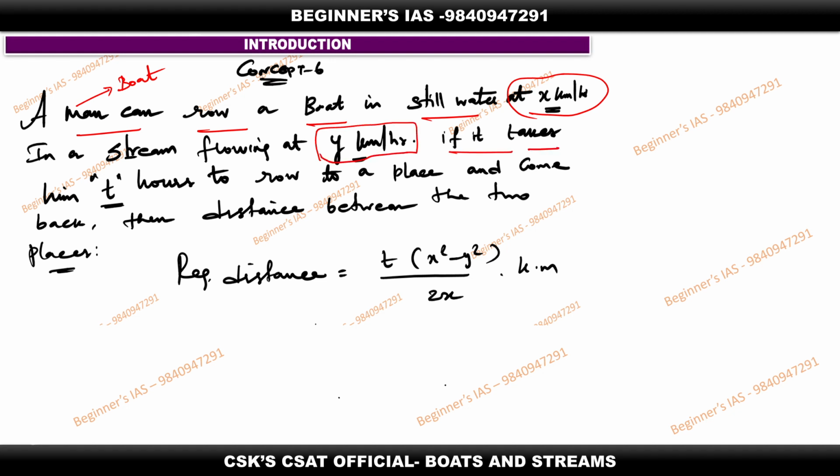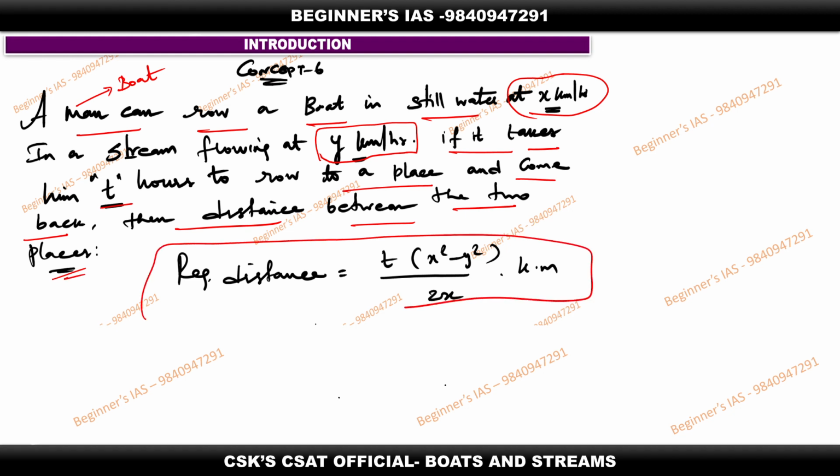Then if it takes him, or the boat, t hours to row to the place and come back, then the distance between the two places. Here the formula is to find out the distance. Here you can use this one.